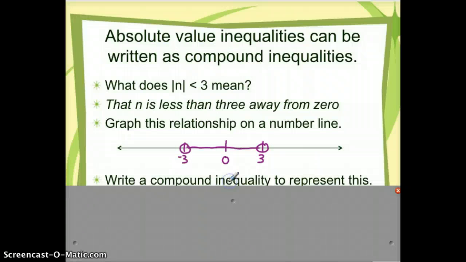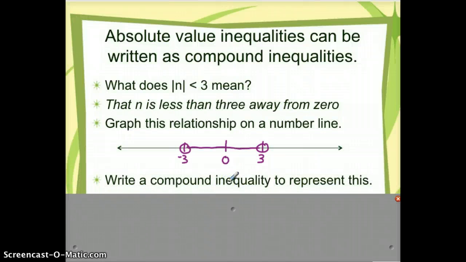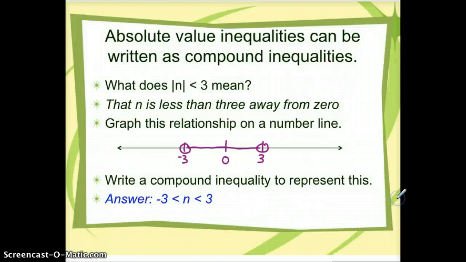So if I ask you to write this as a compound inequality, try to do that on your own. Look at that number line and think about what's happening. See if you can make a compound inequality. Okay, here is the correct answer. You should have something like this: negative 3 is less than n and n is less than 3. This is an "and" statement, and n is between negative 3 and 3.